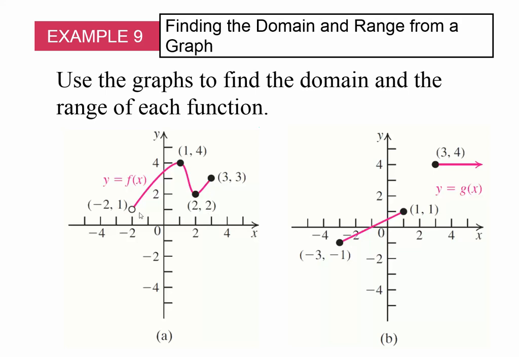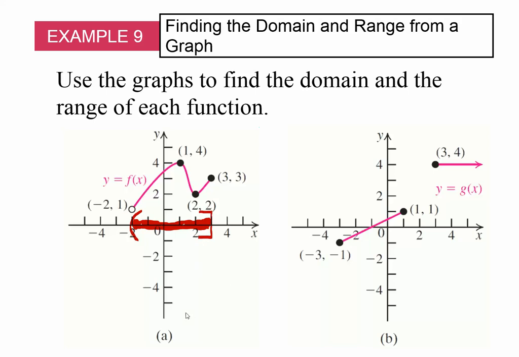Few things we should notice: an open dot. Open dot means you're not part of the graph. We don't want to include that piece right there. So as far as domain goes, there it is. We're going to put a parenthesis at -2, and we're going to put a bracket at 3 because we want to include that 3 because of that closed dot.